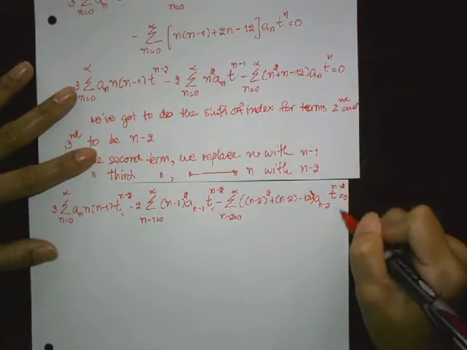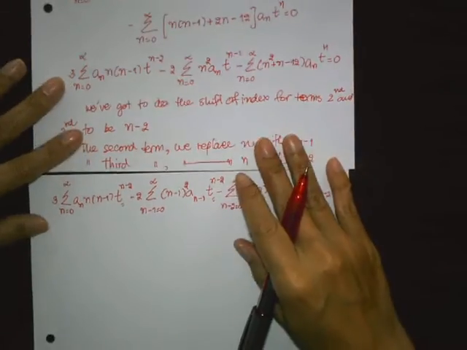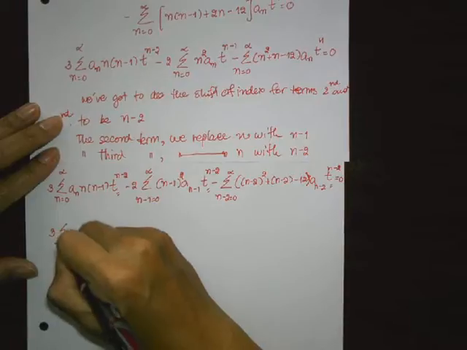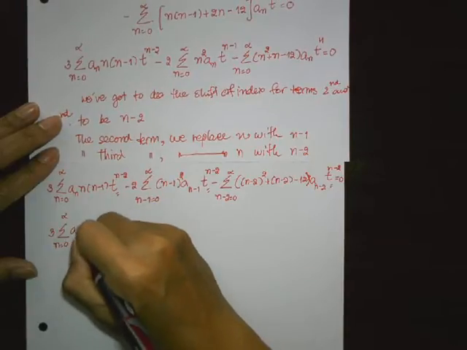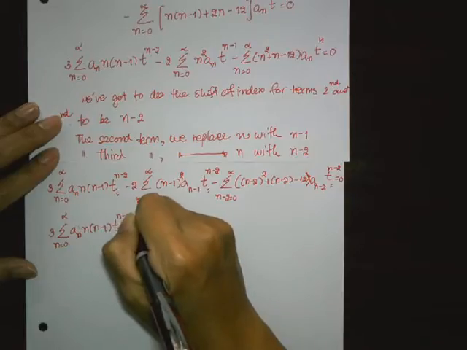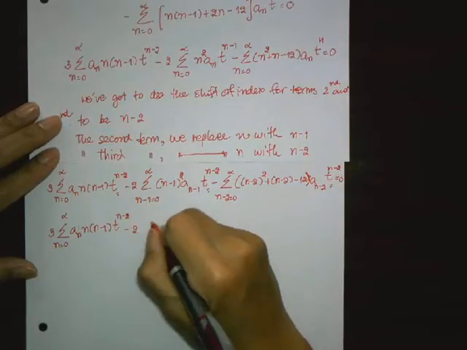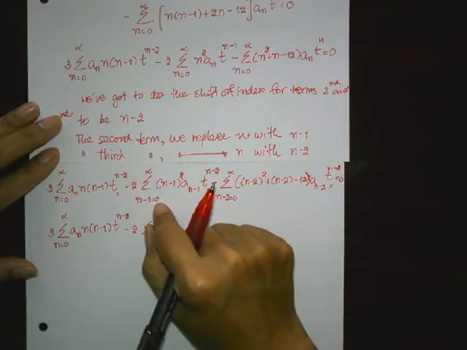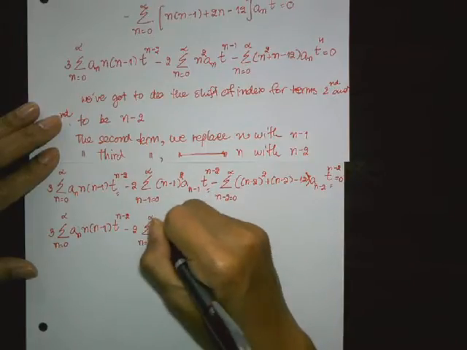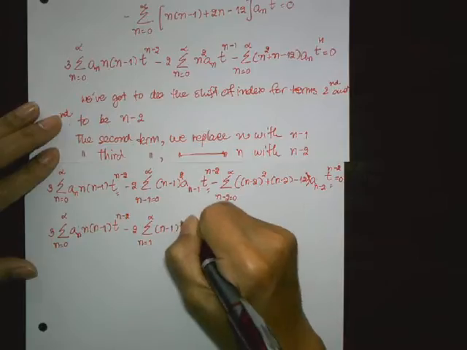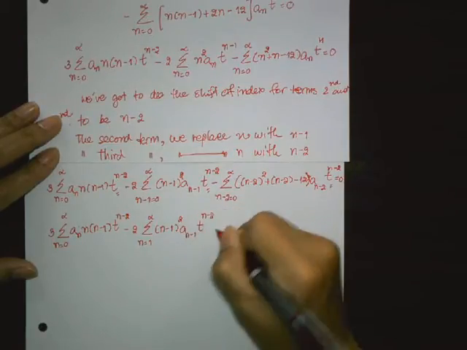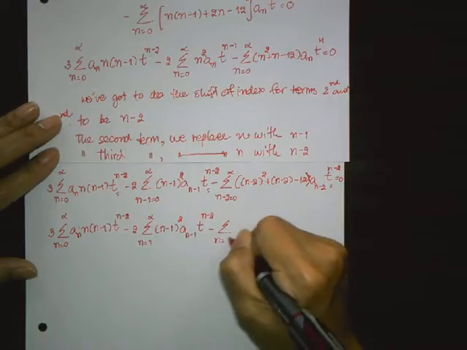But the thing is that n does not start at the same point. Just rewrite it again. And then 2 summation, n minus 1 equal to 0, so n is equal to 1, and n equal to 2 to infinity.